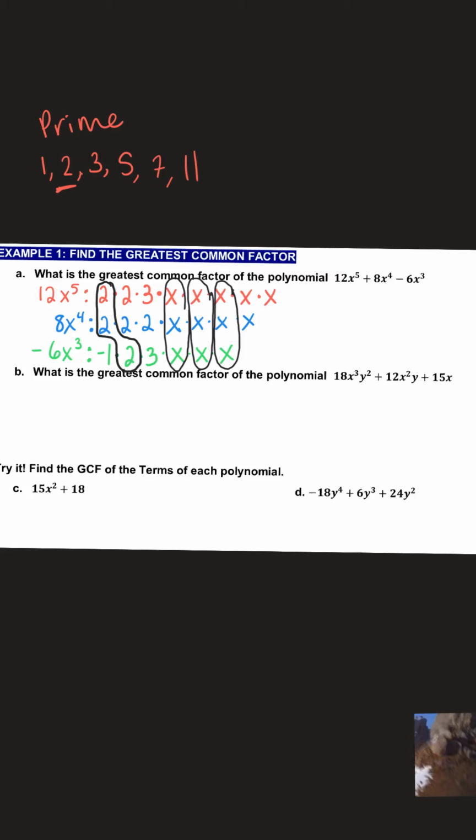So when we're talking about the greatest common factor, we're talking about everything that they have in common. So they all have a 2, so my GCF is going to be 2, and they have 3 x's in common, so x to the 3rd. And that right there is my answer.